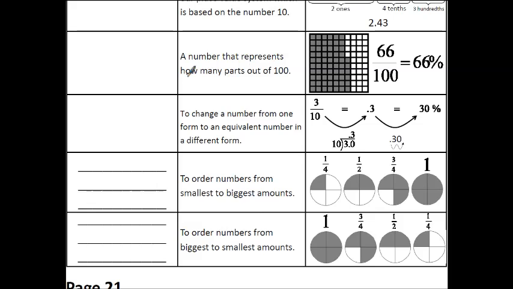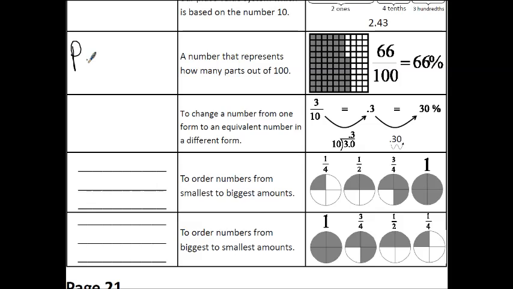A percent is a number that represents how many parts out of 100. So here I have 100, and I have 10, 20, 30, 40, 50, 66 of those shaded in. So 66 out of 100 would give me 66%.